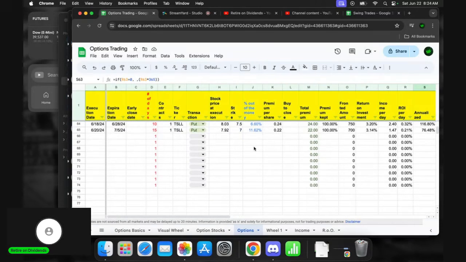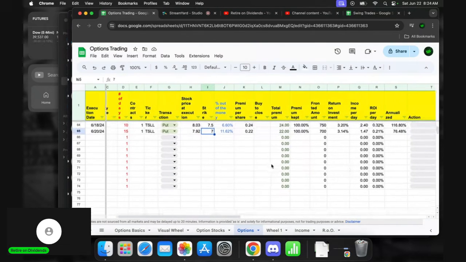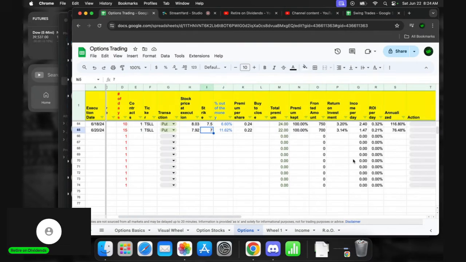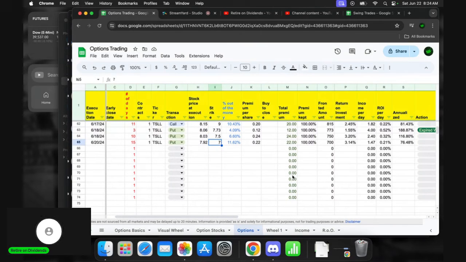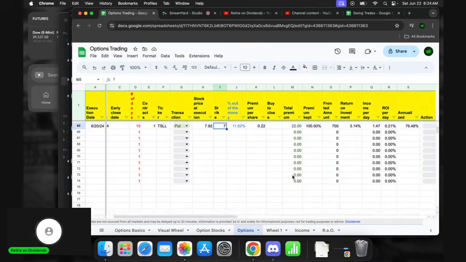I apologize if I'm going too fast, but again, this is my second time making the video because it's stupid StreamYard. Anyway, we have 2 more puts. One expires June 28th. One expires on July 5th. One has a 750, and then one has a $7 strike. Yield 116% and 76%. So, again, good stuff. Perfect week, really, for TSLL options.